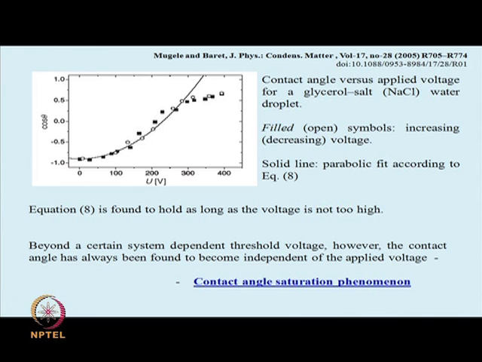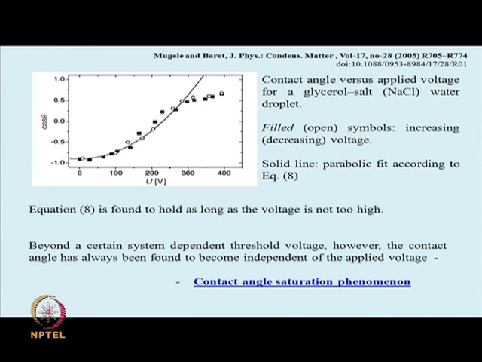So, EWOD is the preferred method over EW, and this is an example of contact angle saturation, where we could see that the parabolic nature of cos theta variation with the potential is more or less valid up to, let us say, about 300 volts. But beyond 300 volts, even with an increase in the potential, it is not going to be a function of u anymore. So, this contact angle saturation at somewhere around this value is another limitation of EWOD.